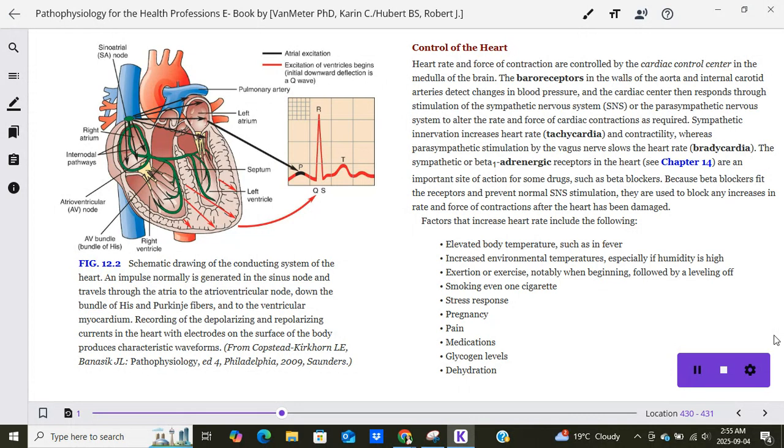Factors that increase heart rate include the following: elevated body temperature, such as in fever; increased environmental temperatures, especially if humidity is high; exertion or exercise, notably when beginning, followed by a leveling off; smoking even one cigarette; stress response; pregnancy; pain; medications; glycogen levels; dehydration.